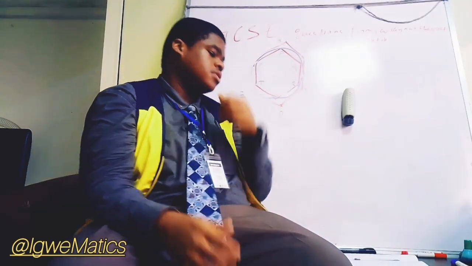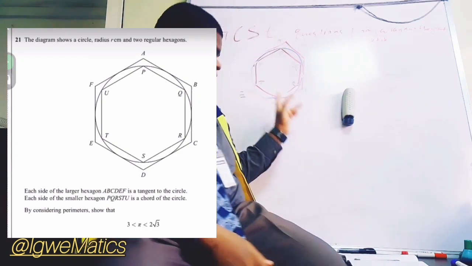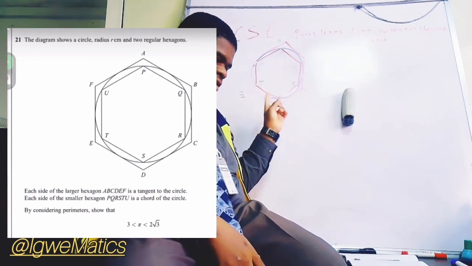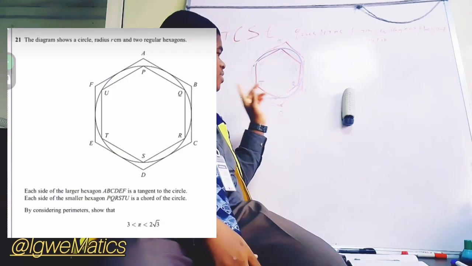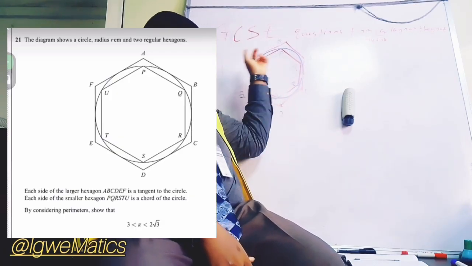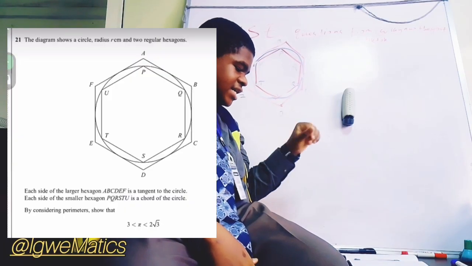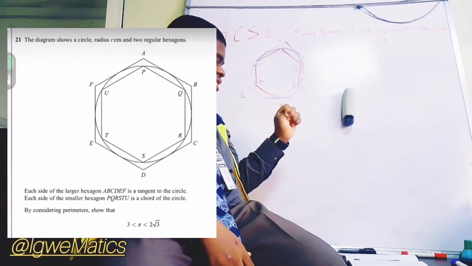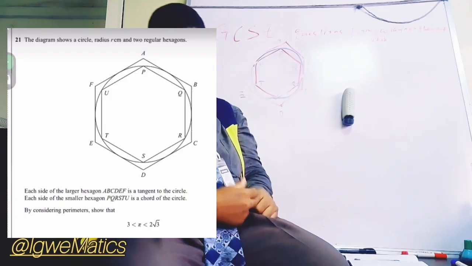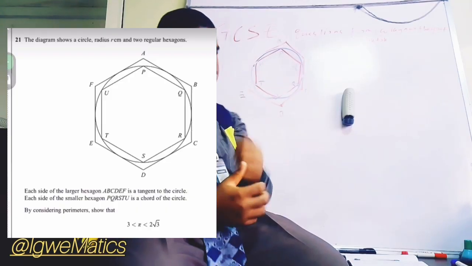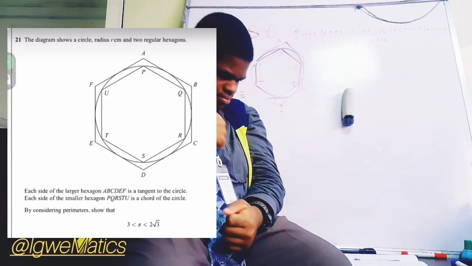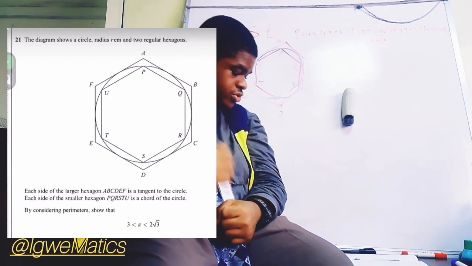The first question says that the diagram shows a circle with radius of r centimeter, and two regular hexagons. Each side of the larger hexagon A, B, C, D, E, and F is a tangent to the circle, and each side of the smaller hexagon P, Q, R, S, T, U is a chord to the circle. By considering perimeter, show that 3 is less than pi, less than 2 root 3.